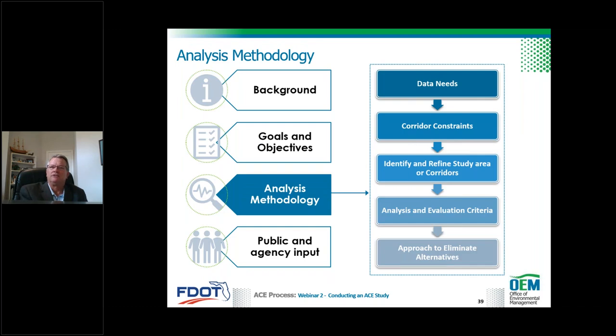Okay, getting to specifics. When we talk about the analysis methodology, here are some typical components that would be included. And these are the data needs, the actual corridor constraints that you might identify, considering and identifying your study area and refining that into corridors. What are going to be your criteria for analysis and evaluation, and your methods, as well as what is your approach to eliminating alternatives. So let's start diving into some of those a little bit.